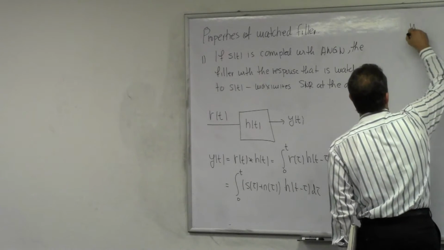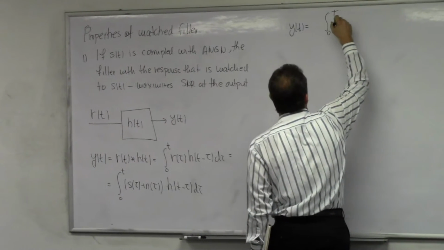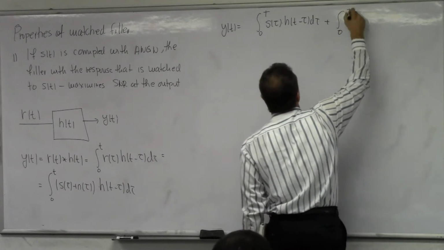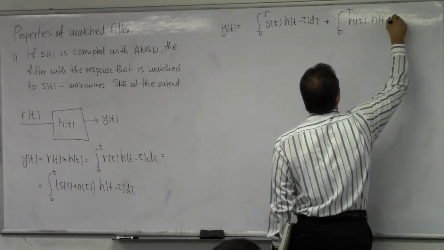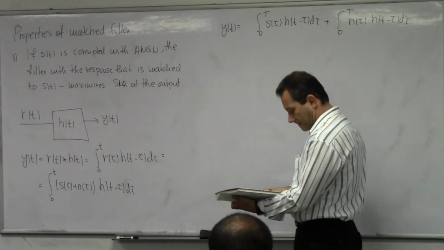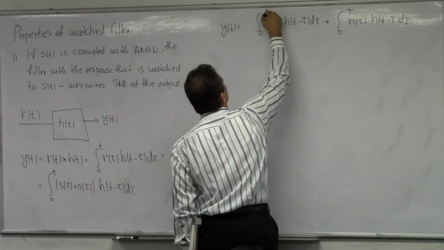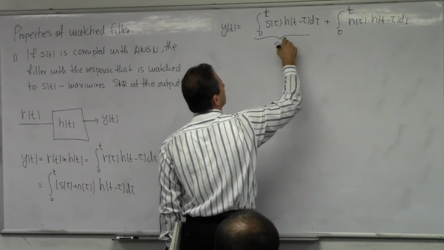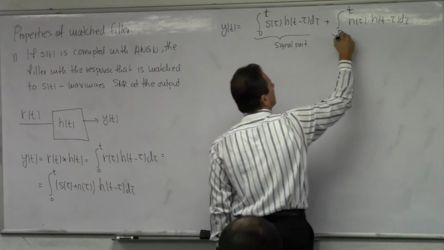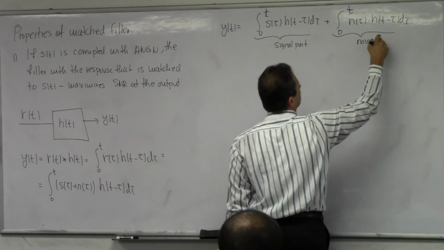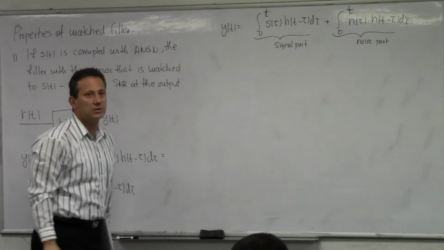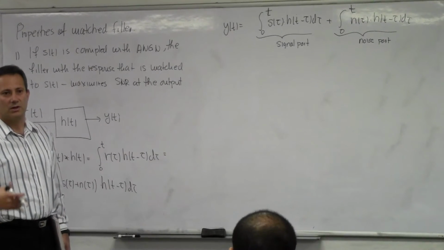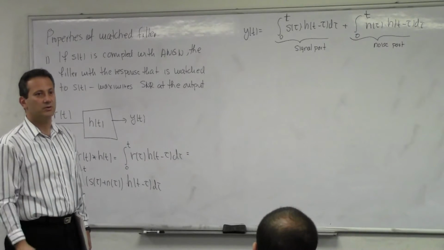If I split this integral, I have y(t) is the integral from 0 to t of s(tau) times h(t minus tau) d tau, plus another integral from 0 to t of n(tau) times h(t minus tau) d tau. This is still little t, sorry about it. Now you recognize what this is. This is the signal part. And this part here is attributed to the noise part. Both signal and noise come into the input of this filter, so whatever comes at the output will have two components as well. Why? The filter is a linear device. Superposition holds. The output response is equal to the sum of the responses to the individual components of the input.